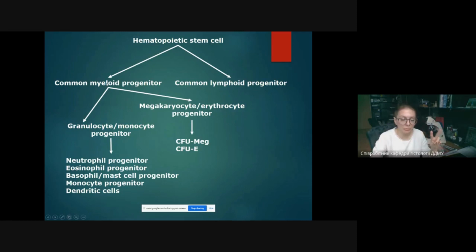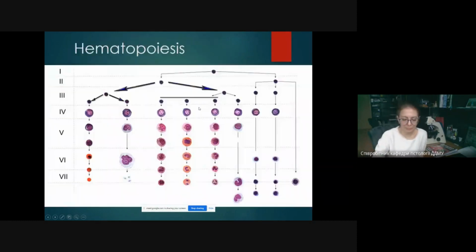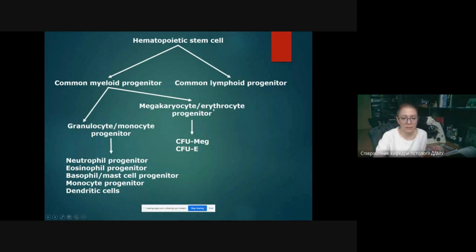So it is also split into two. It gives rise to the granulocyte monocyte progenitor and the megakaryocyte erythrocyte progenitor. And that's exactly what you're asking about, because these cells are bipotential. The bipotential megakaryocyte and erythrocyte progenitor gives rise to megakaryocytes and erythrocytes. And the granulocyte and monocyte progenitor gives rise to many cells like neutrophils, eosinophils, basophils, monocytes, and dendritic cells. As for the dendritic cells, we are going to discuss them also in the lecture about immunity.